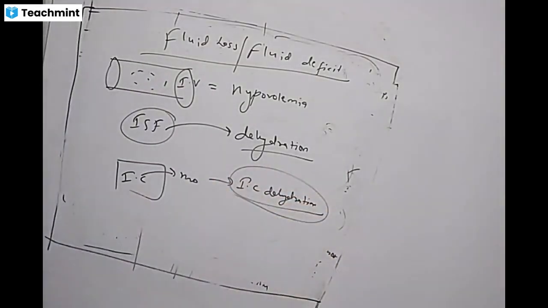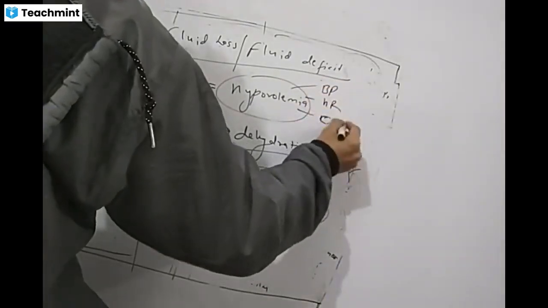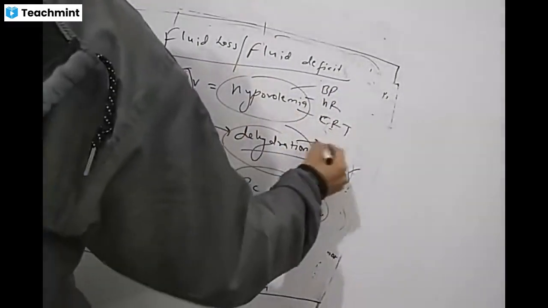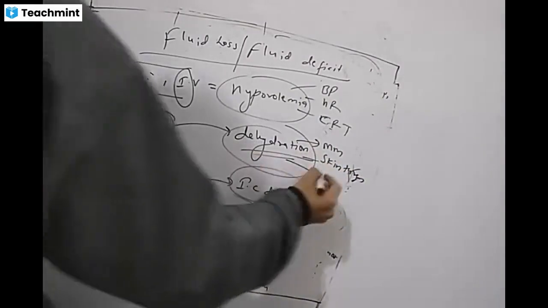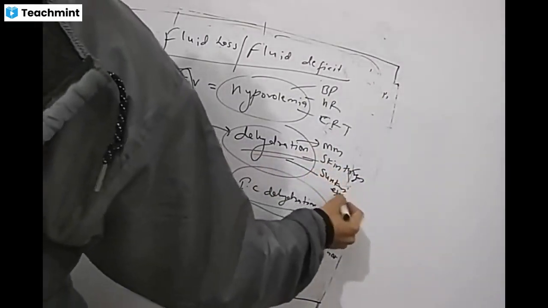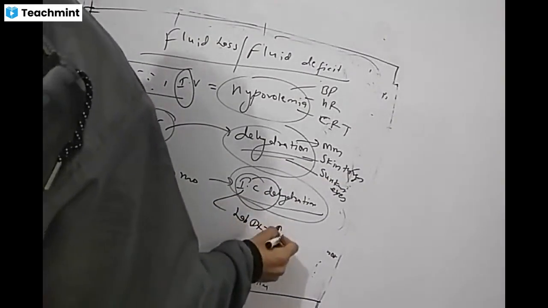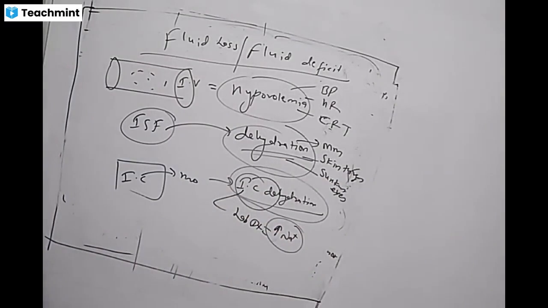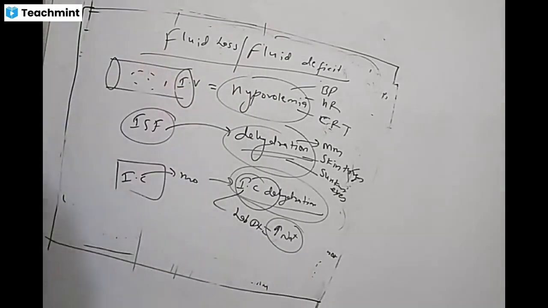But to measure this, we do not have any physical examination method. See, for hypovolemia, we can measure blood pressure, heart rate, CRT. For dehydration, we can check mucous membrane, skin tint, skin turgor, and sunken eyes. But for intracellular, there are only some laboratory diagnoses, like increased sodium or some ions. So fluid loss may be from any one compartment. If it is from the IV compartment, your capillary blood vessels compartment, hypovolemia. ISF, dehydration.